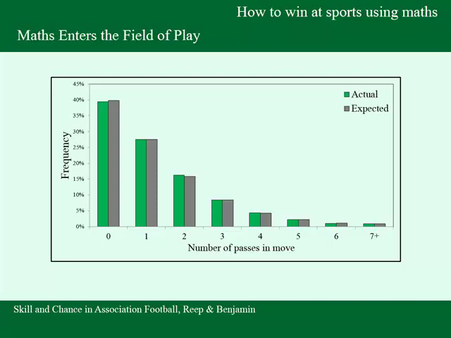The green bar represents what they actually observed. These are matches around the 50s and the 60s. The numbers of passes in a move. So around 40% here had no passes in. They failed at the first pass. Just over 25% had 1 pass, and so on and so on. You can see that it's decreasing as we go along.